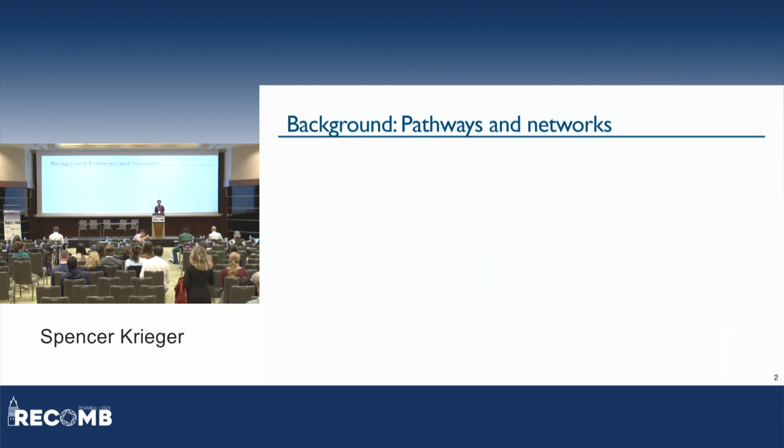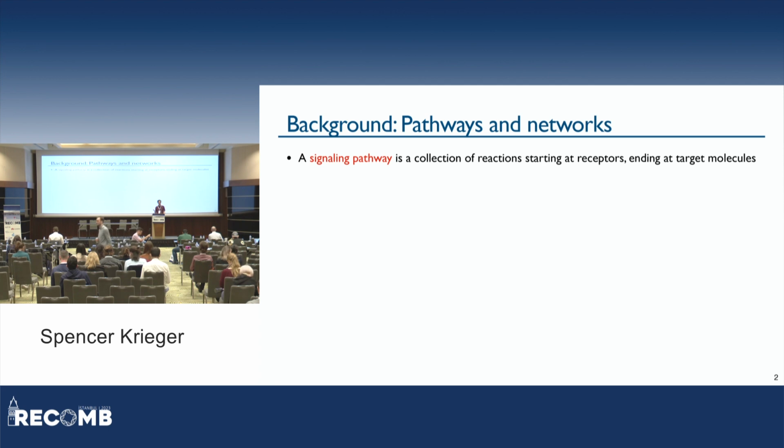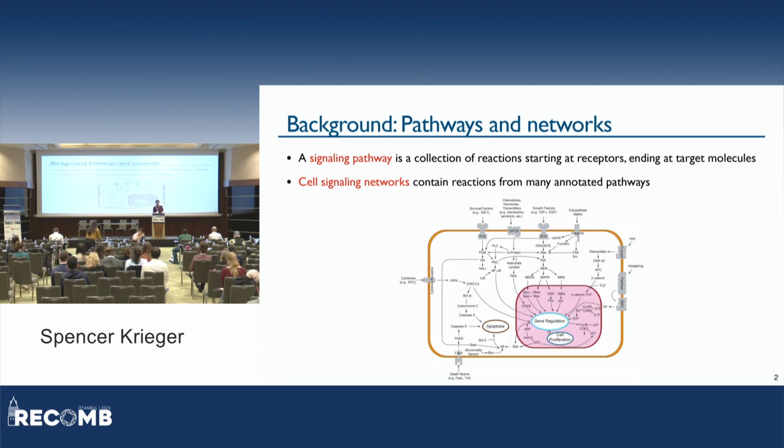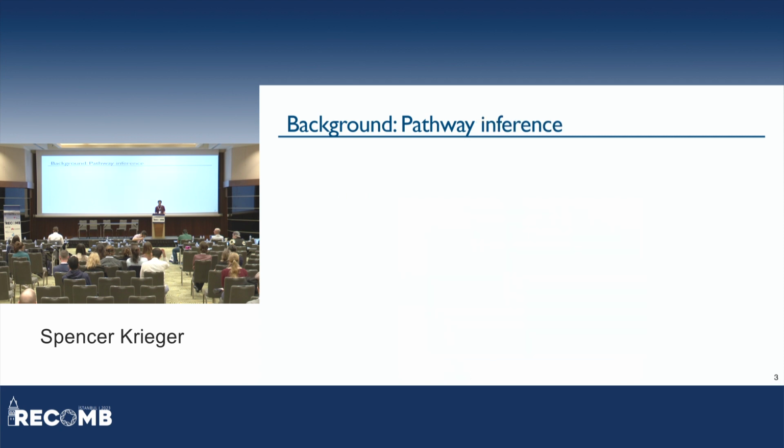To go into background on what we are talking about with pathways and networks, a cell signaling pathway is a collection of reactions which starts at receptors typically and ends at target molecules. Cell signaling networks contain the reactions from many of these annotated pathways all together. Here is an example of one of these networks, where each word corresponds to a protein or other molecule, and each edge corresponds to some kind of reaction taking place. This is just a simple example.